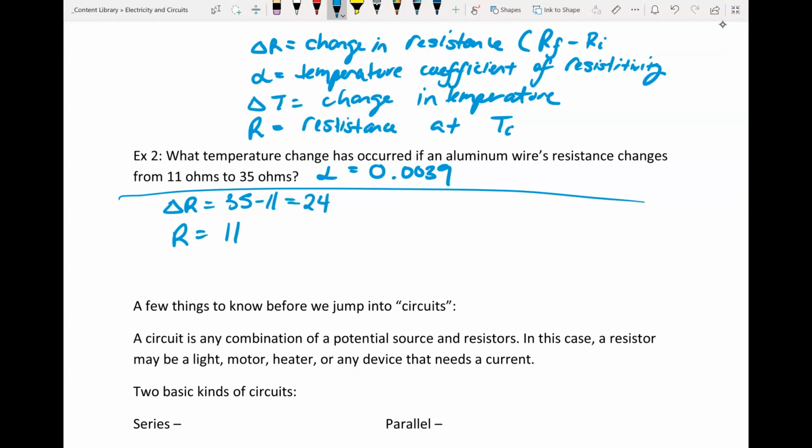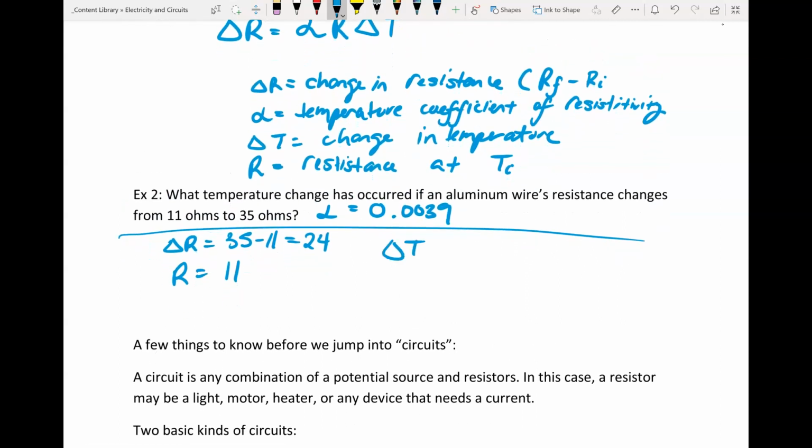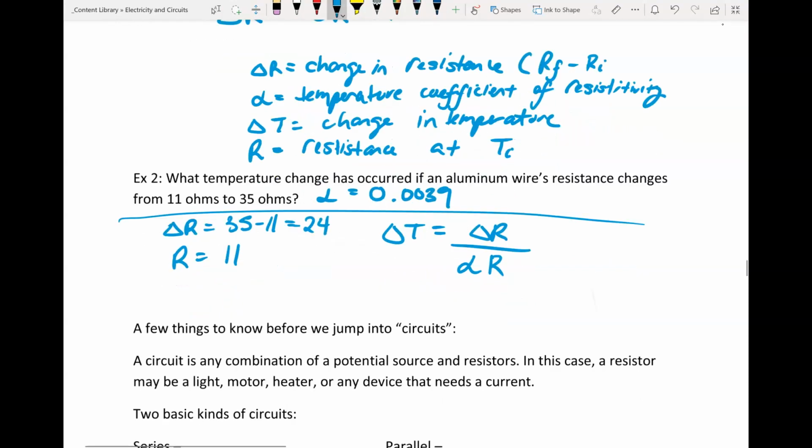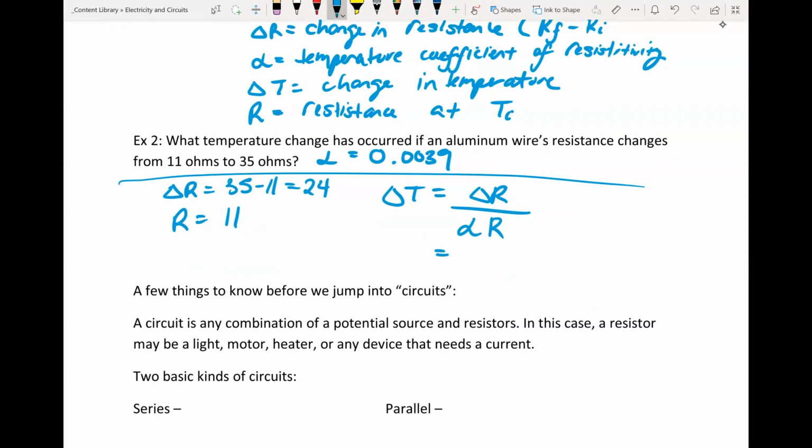Okay, now we're going to plug this in, or I could just rearrange first and solve for delta T. So then it would be delta R divided by the coefficient multiplied by R. So we have 24 over 0.0039 multiplied by 11. So our change in temperature is going to be 560 degrees Celsius.